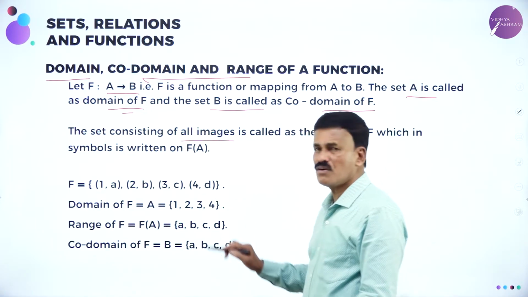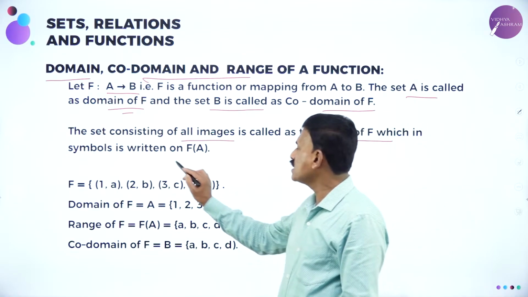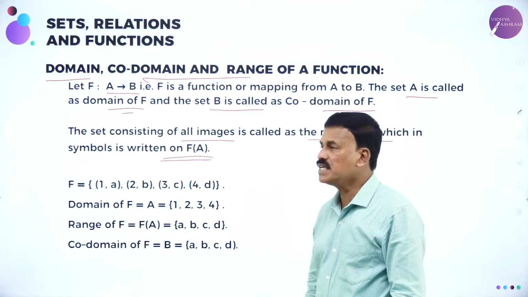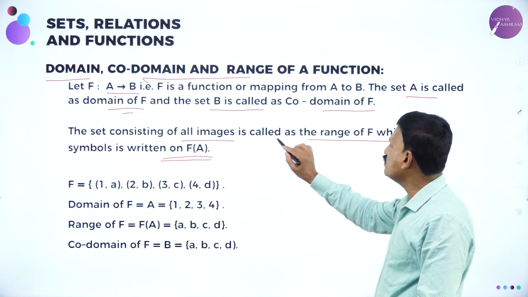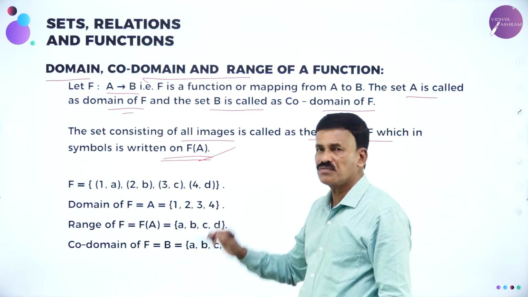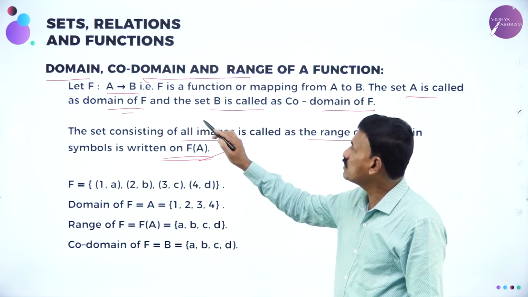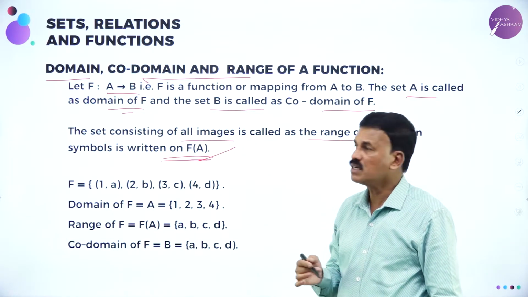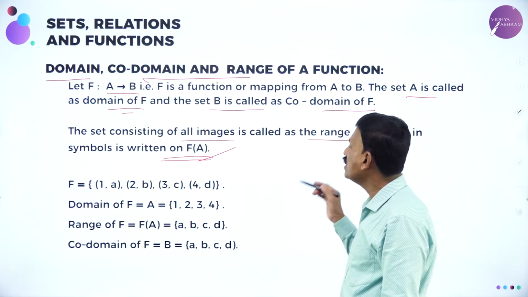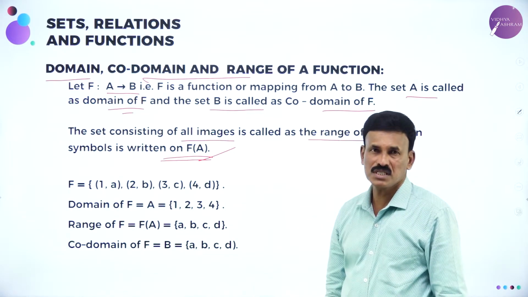The set consisting of all the images is called the range of the function, which is denoted as f of A. So the range, the set consisting of all the images, is called the range of the function f, denoted as f of A. The set of all first elements, that is A of the function, is called the domain. The set of all elements B of the function is called the codomain, and the images of f are called the range, denoted as f of A.